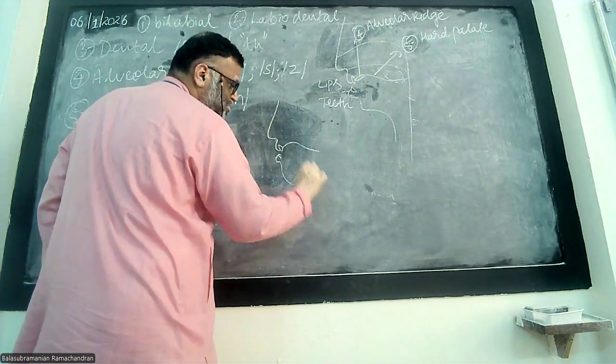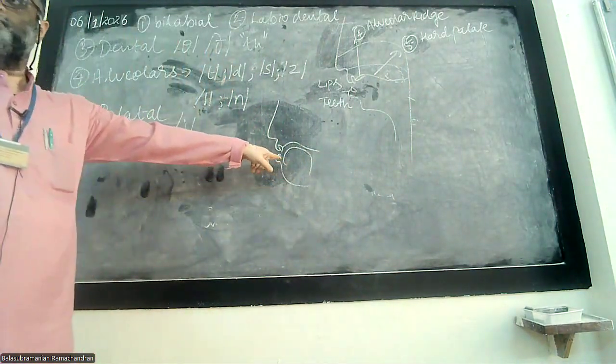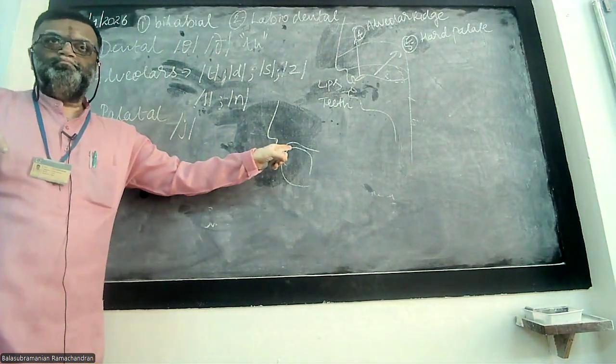I'm just drawing a rough. So this is the tongue. The tongue will be very near the hard palate. A major part of the tongue will be near the hard palate.